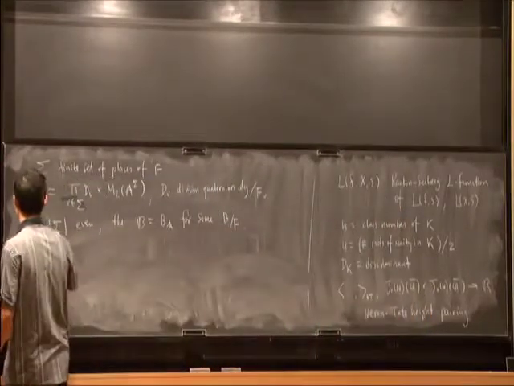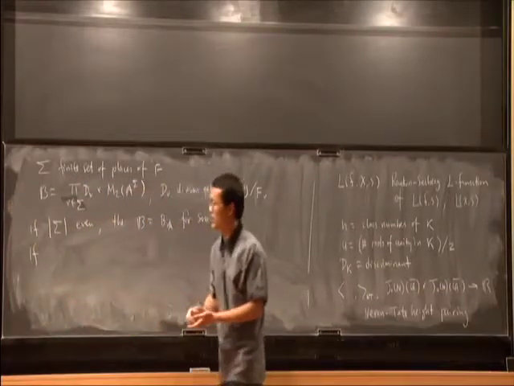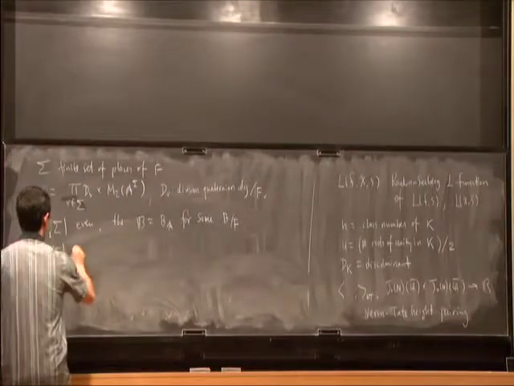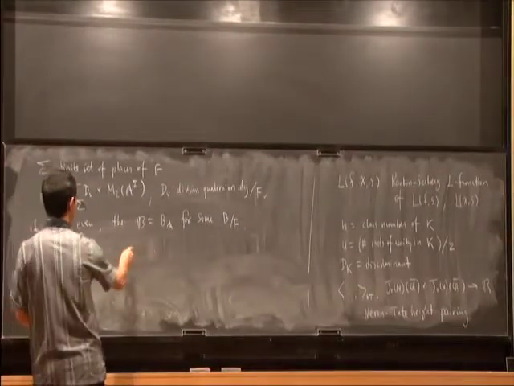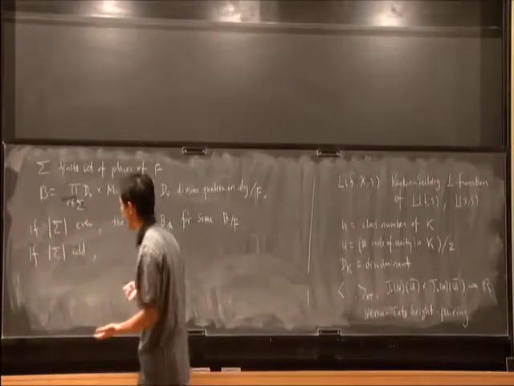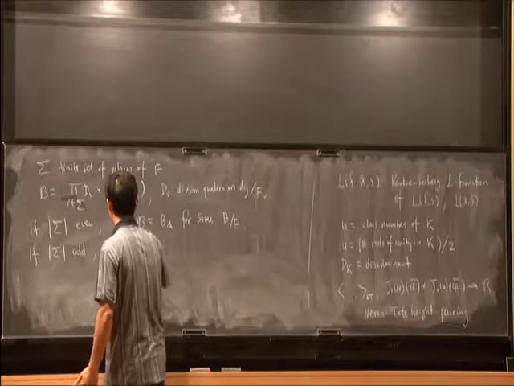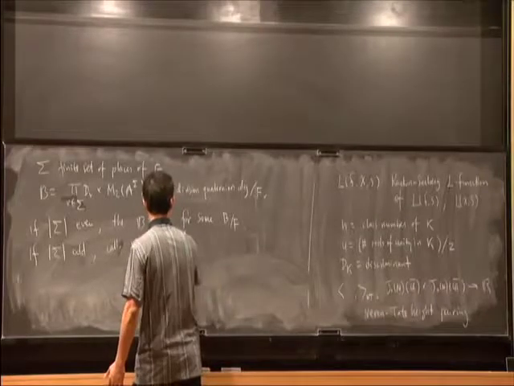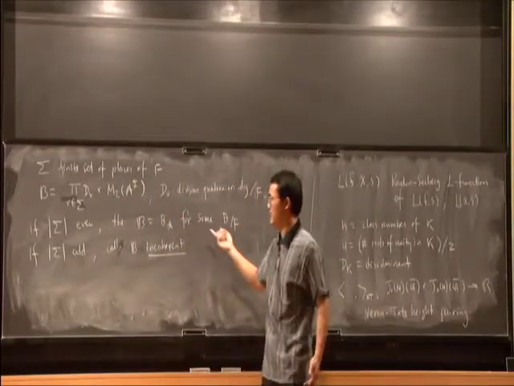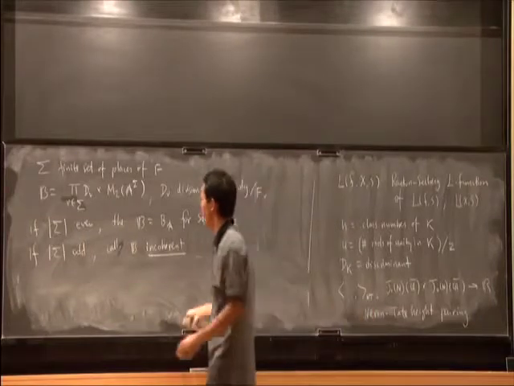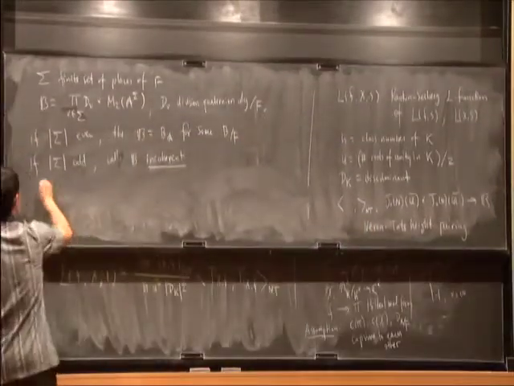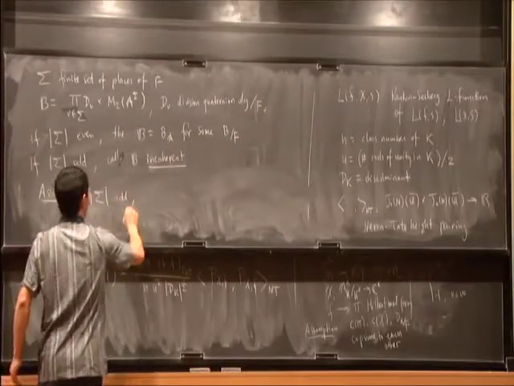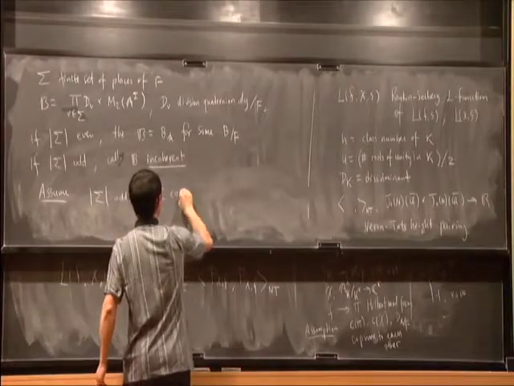But actually, this is the case for our formulation of the Gross-Zagier formula for the geometry of the Shimura curves. So if sigma is odd, we can't do that. Then in this case, we call B incoherent. In the other case, we call B coherent. Now we assume sigma is odd, and assume sigma contains all Archimedean places.